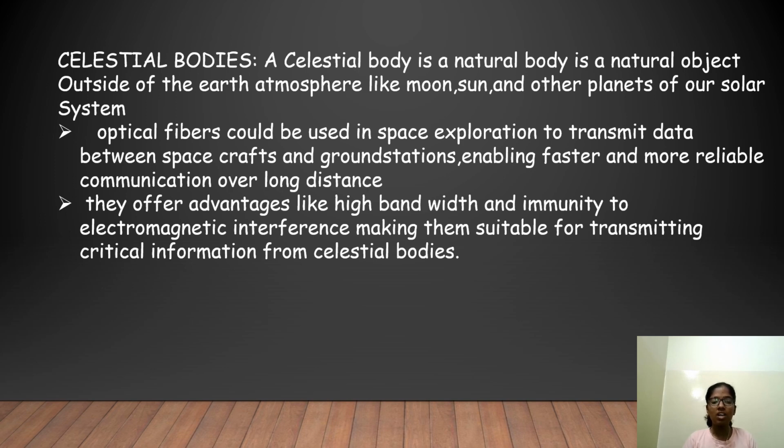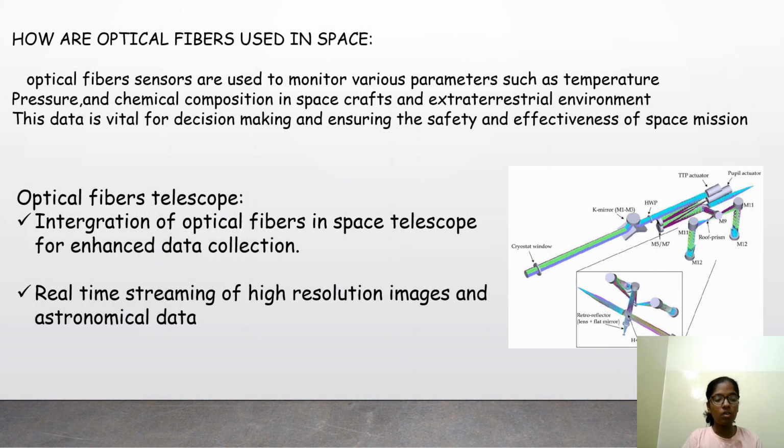They offer advantages like high bandwidth and immunity to electromagnetic interference, making them suitable for transmitting critical information from celestial bodies. Now, let me discuss how optical fibers are used in space. Optical fibers are used to monitor various parameters such as temperature, pressure, and chemical composition in a spacecraft and extraterrestrial environment. This data is used for decision making and ensuring the safety and effectiveness of space missions.